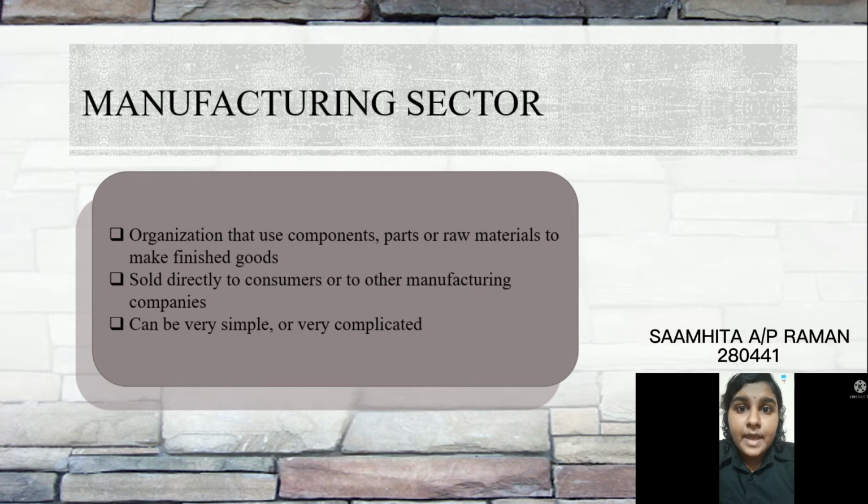By moving the product down an assembly line, the finished good can be put together quicker with less manual labor. Manufacturing businesses can be very simple with only a few parts required for assembly, or they can be very complicated with hundreds of parts needed to create a finished product.